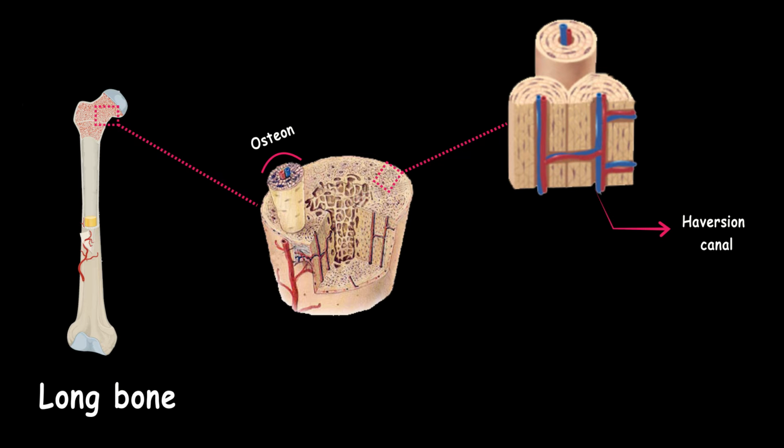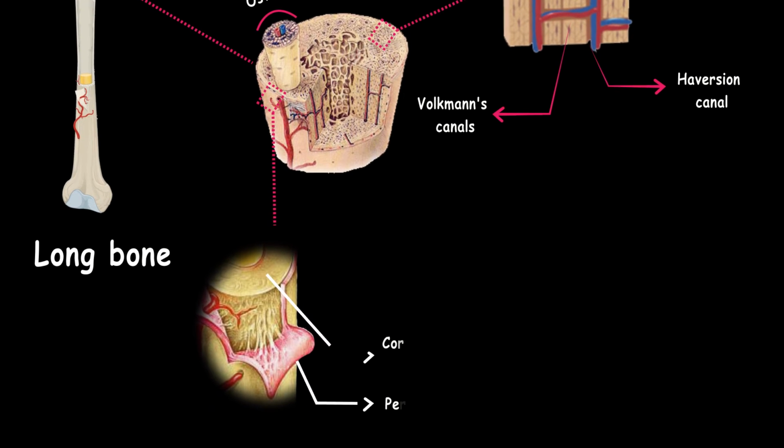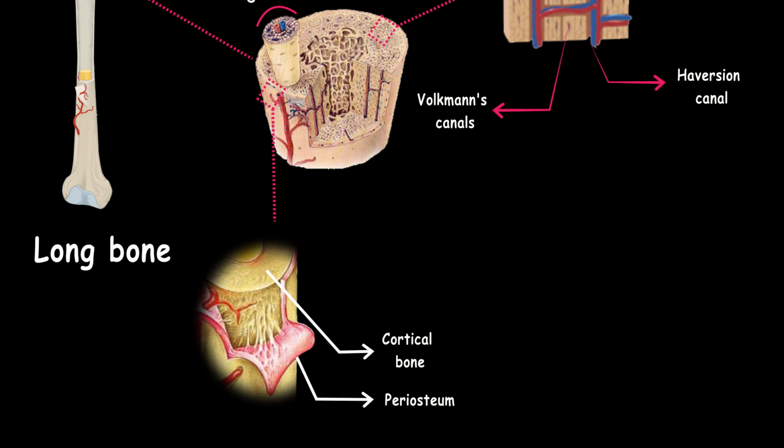Blood vessels pass through this canal, which makes the column metabolically active. Osteons connect with Volkmann's canal to make a fantastic systematic structure. The whole cortical bone is covered with a double-layer membrane called periosteum, which plays an important role in bone repair. This membrane is connected to the cortical bone by strong collagen type 1 fibers called Sharpey's fibers.